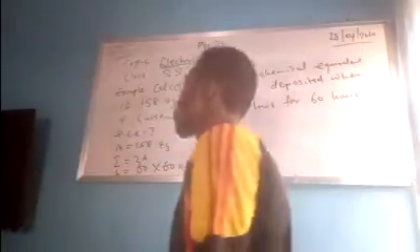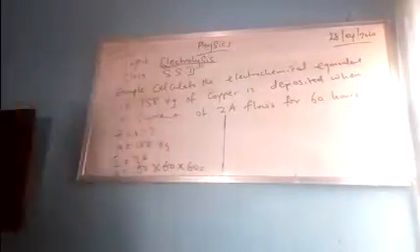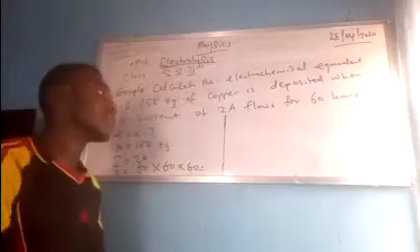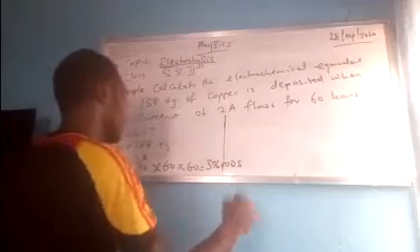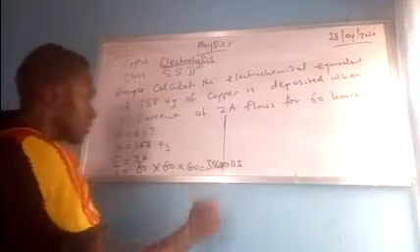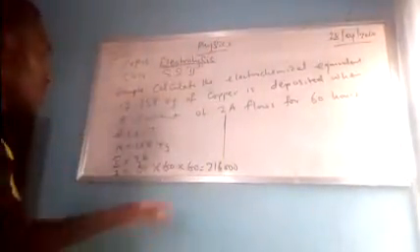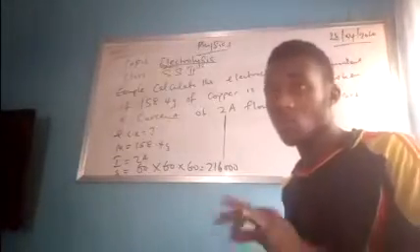So 60 times 60 times 60 should give us 216,000 seconds. Now, what are we looking for?